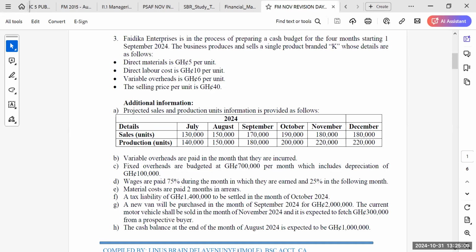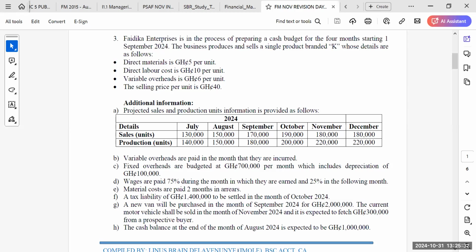Okay. So what we are going to be doing over here is we are going to be doing this material cost for only July, August, September, October, because we are not going to be paying for November and December, so we don't have to do calculation for those ones. Okay. But if you are coming to do the payment, we look at how you go about it.